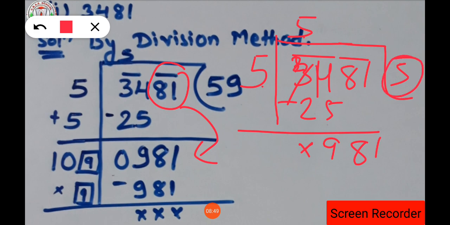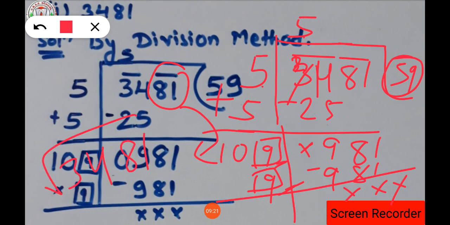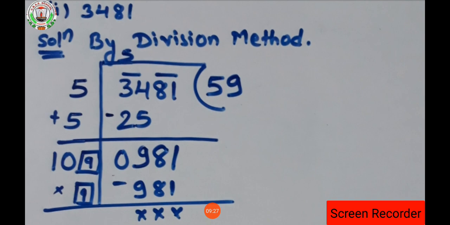Now what we have to do? This quotient 5 will be added here, so 5 plus 5 will become 10, isn't it? Now we have to think of a number in the bracket which should be multiplied to get 981. So that number will be 9 itself. So 981 we are getting while multiplying by this 9. So this 9 will be written in the quotient. So minus it will be 0. So what is the square root of 3481? The square root of 3481 is how much? 59. Understood everyone?